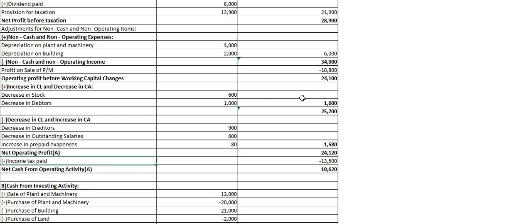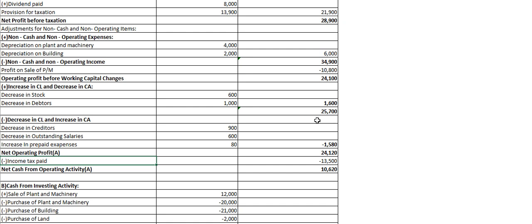So decrease in stock is 600 and decrease in debtors is 1,000. So minus your decrease in current liability and increase in current assets. So decrease in creditors we have 900, decrease in outstanding salaries we have 600, and increase in prepaid expenses we have 80. So we get a balance to be 1,600.